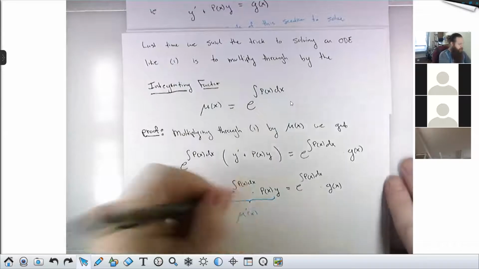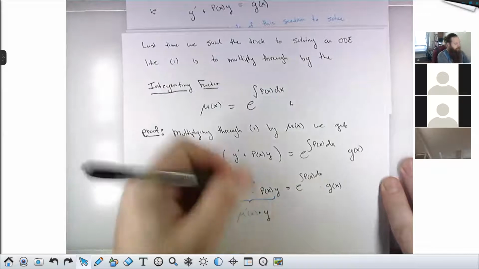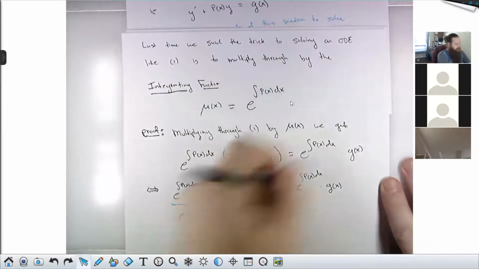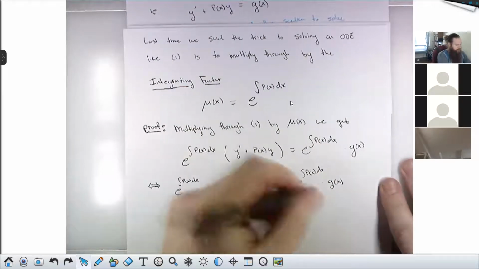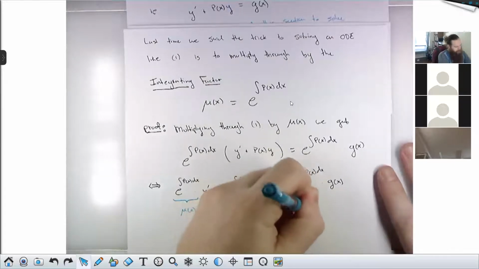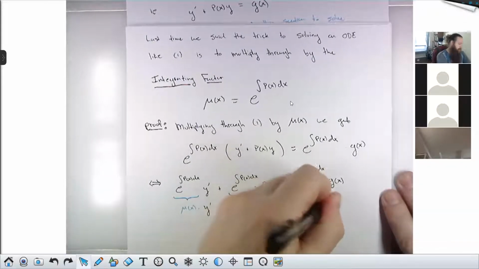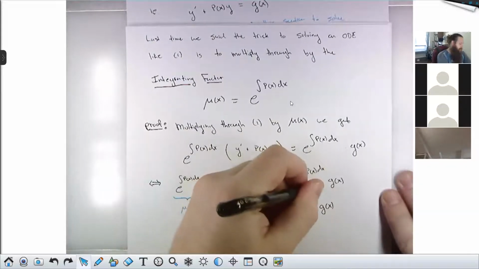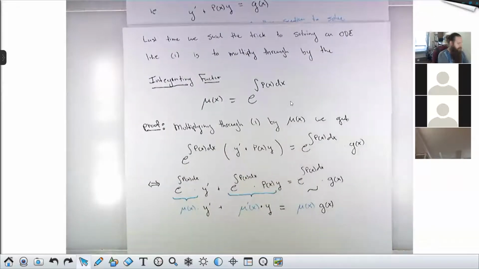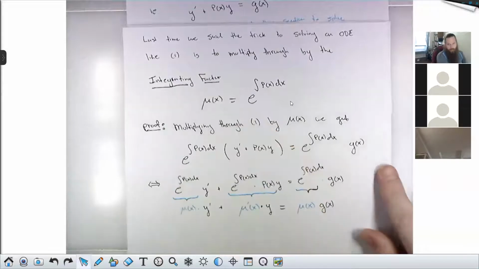So what you have here is mu of x times y prime plus mu primed of x times y equals this thing on the right hand side. It is what it is. There's not much we can really do with that. I'll just write it as mu of x times g of x. Not terribly interesting there. Don't really care on the right hand side all that much.